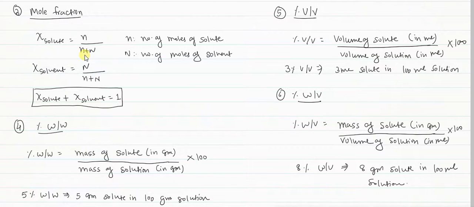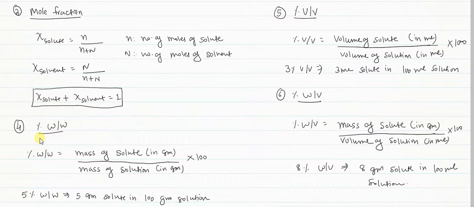So when we say total number of moles of solution, we mean the number of moles of solute, which is small m, plus the number of moles of solvent, which is capital M. Similarly, mole fraction of solvent is defined as number of moles of solvent upon number of moles of solute plus number of moles of solvent. So it is very easy to understand that if I add mole fraction of solute and mole fraction of solvent together, I'll get a quantity equal to 1, because numerator and denominator will cancel out each other.